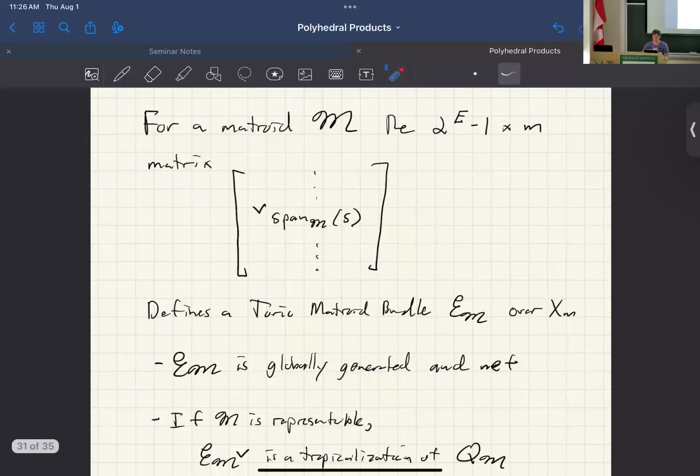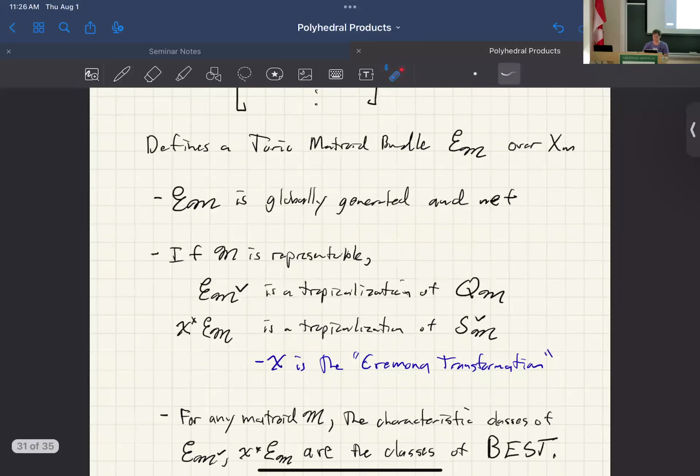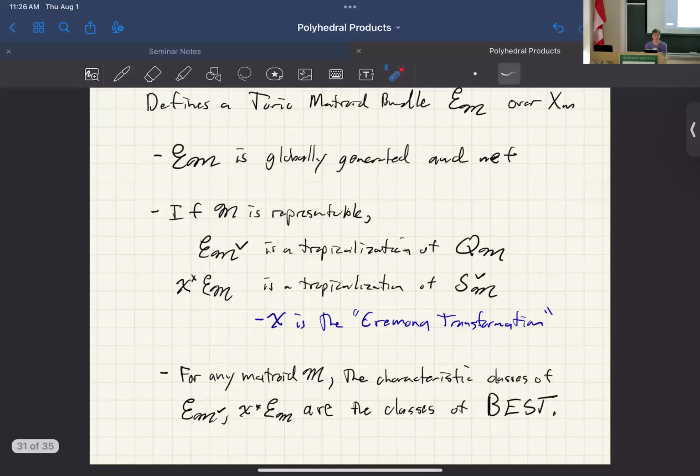And this will always define, whether or not M is representable, a toric matroid bundle over the permutahedral variety. And this toric matroid bundle will also always be globally generated and nef. If M is representable, this construction recovers the tautological bundles of Berget, Eur, Spink, and Tseng. So when you do this with the dual matroid, which is a thing I didn't tell you about, you can take a dual of a matroid, you recover their Q_M bundle. And when you do this with the matroid itself, but then you pull it back by something called the Cremona transformation, you get this S bundle.